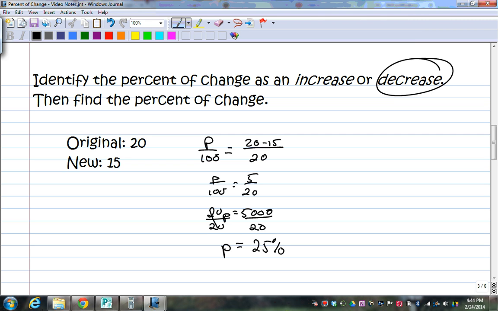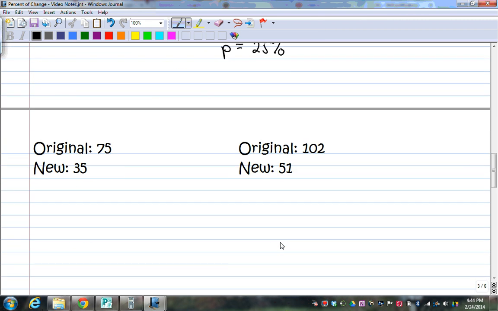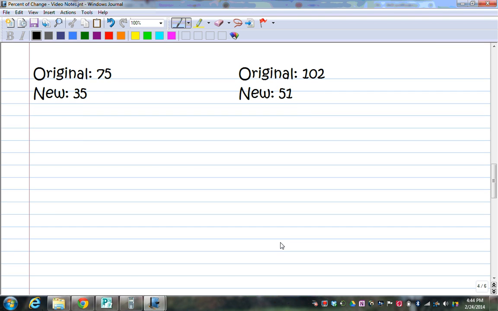Okay? Not too bad. Sometimes they'll be given to you just like this. Okay? And then you have to find. Now, if you look, these are both decreases because they both started with a higher number and ended up with less. So we're not going to do the whole identify as increase or decrease. We're just going to find the percent of change. So what I would like you to do is pause the video and try and find the percent of change on your own.